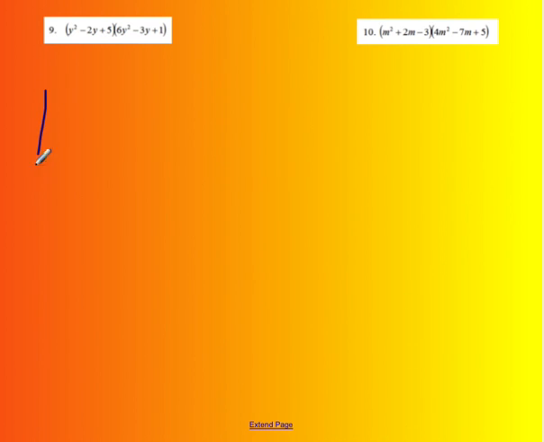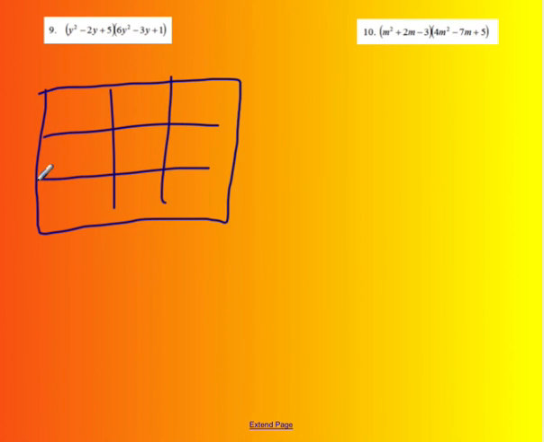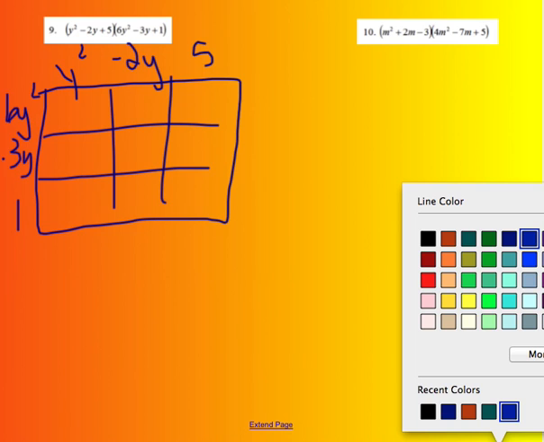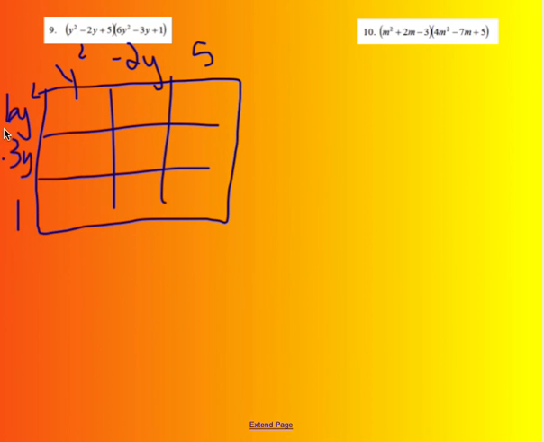We're just going to set up an even bigger box. So the box I'm going to make 3 by 3. So I have y squared, negative 2y, and 5, 6y squared, negative 3y, and 1. So now I'm just going to go about what I've been doing and multiply into the box. So I'm going to take 6y squared times 1y squared. Well, 6 times 1 is 6. Y squared times y squared is y to the 4th. Then 6 times a negative 2 is a negative 12. And then y squared times y is going to be a y to the 3rd.